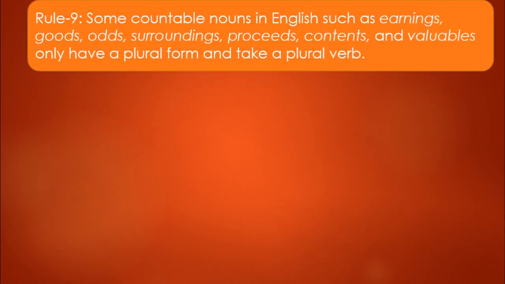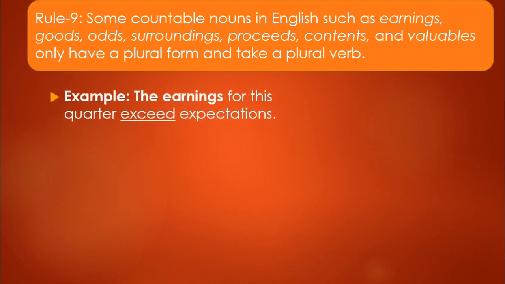Rule 9 is some countable nouns in English, such as earnings, goods, odds, surroundings, proceeds, contents, and valuables, only have a plural form and take a plural verb. The earnings for this quarter exceed expectations. So earnings is a plural noun, so we have used a plural verb here.